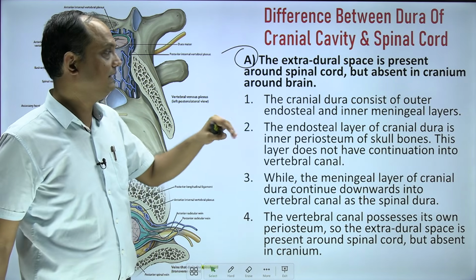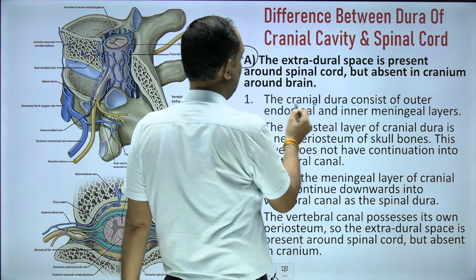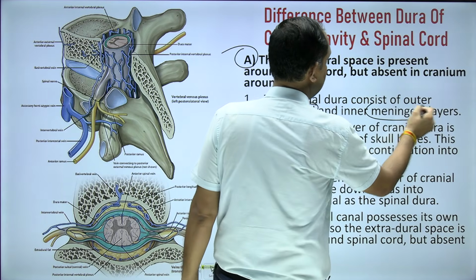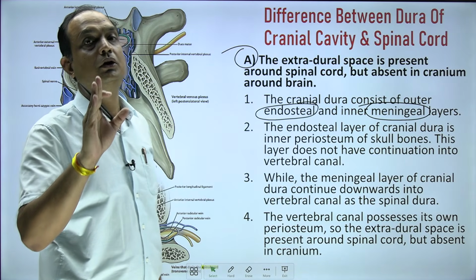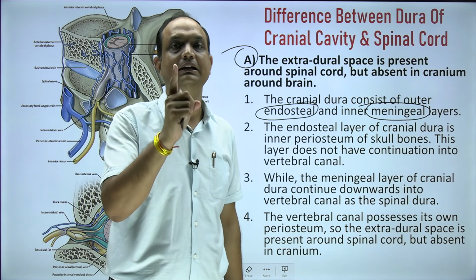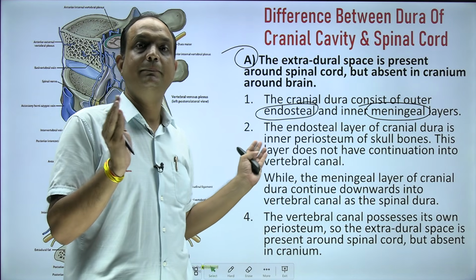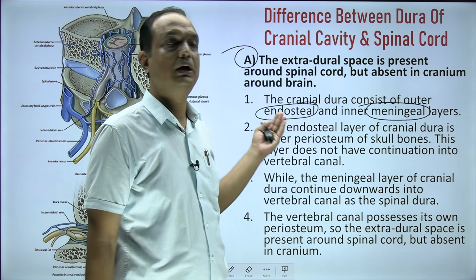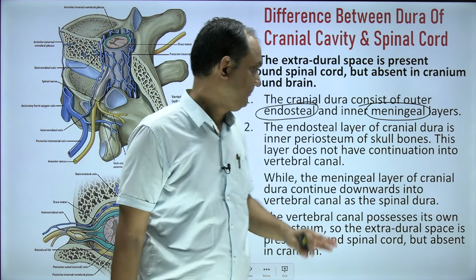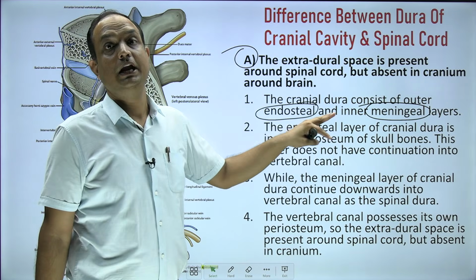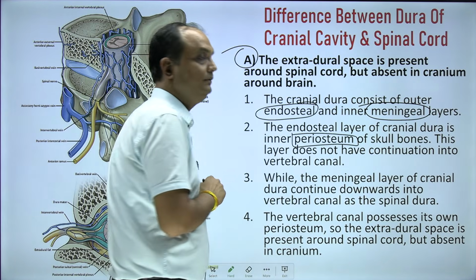The first reason is that the cranial dura consists of two layers, an outer endosteal layer and an inner meningeal layer. In the spinal cord, you don't have two layers of dura, you have only a single layer, which is the meningeal layer. But the brain has two layers: the outer dura is the endosteal layer and the inner dura is the meningeal layer. The endosteal layer of the cranial dura is the inner periosteum of the skull bone. Now what does it mean?